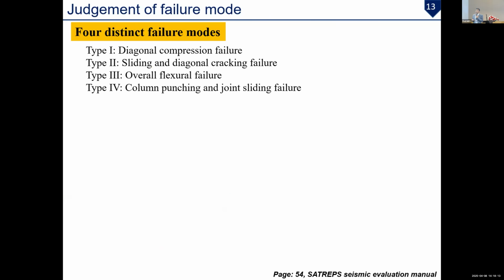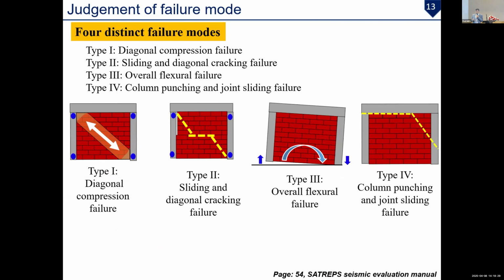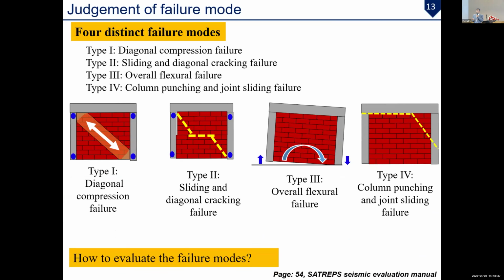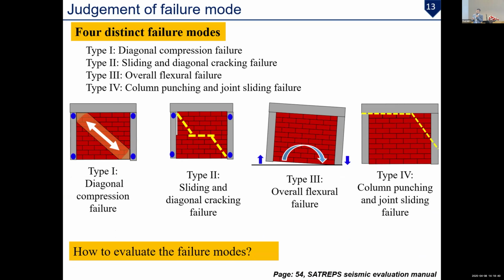So we found from analysis and research by these SATTES projects, there are four types of failure mode: diagonal compression failure, sliding, overall flexure, and column punching and joint sliding failure. So far we found these four types of failure mode during earthquakes or during experiments. If you see the diagonal compression, this is compression and sliding, this is overall flexure failure, and here is column punching, and also here is a little bit of cracking.